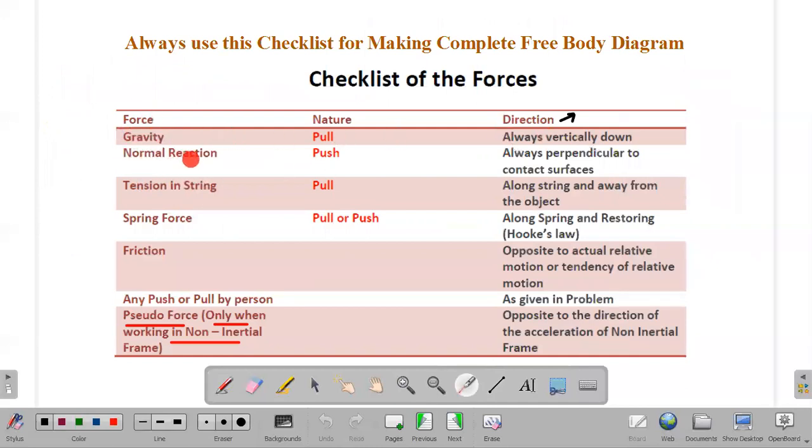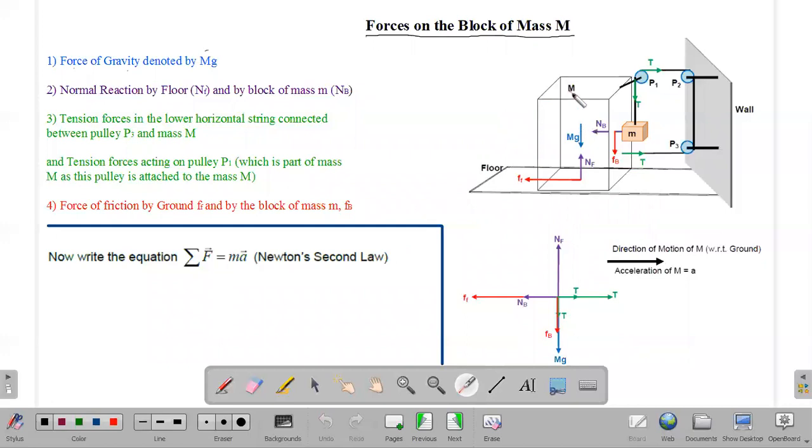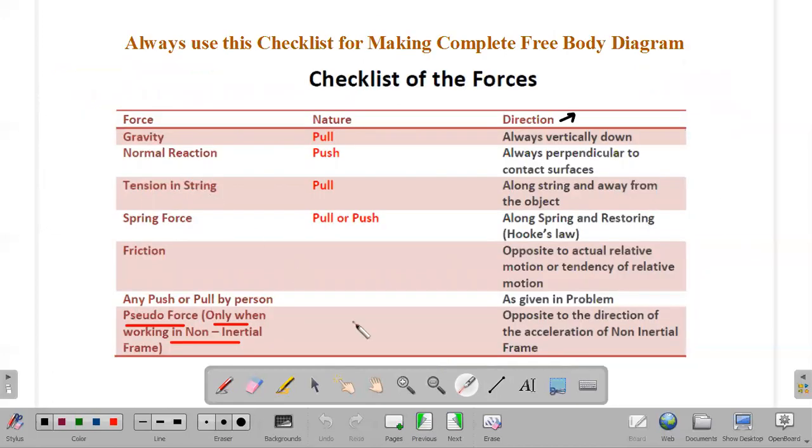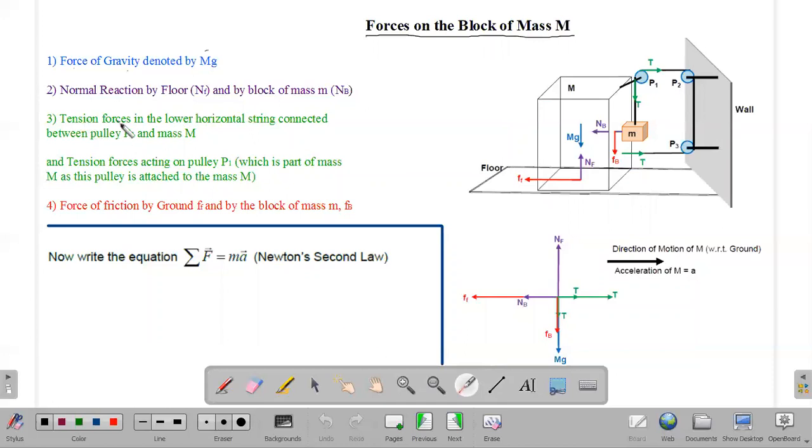Now I will move to the normal reaction force, and it always acts perpendicular to the contact surfaces. This block is in contact with the floor and also in contact with this little block. So it is in contact with two surfaces, one is the floor and one is the little block. There must be two normal reaction forces, one by the floor and the other by the block of mass m. Then in that checklist, third number is the tension in the string, and I will draw the tension forces in the lower horizontal string, and then this one.